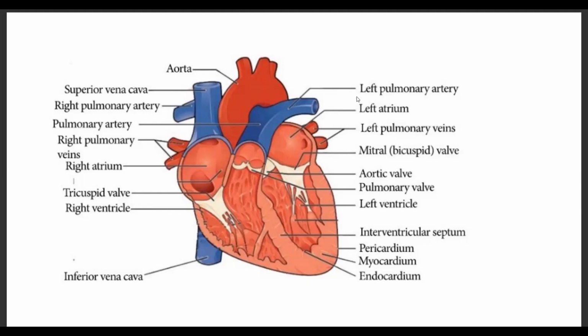Then there are conical shaped papillary muscles. Those are the extensions of the ventricles. These AV valves are connected to those papillary muscles through cords called chordae tendineae. Fibrous cords.